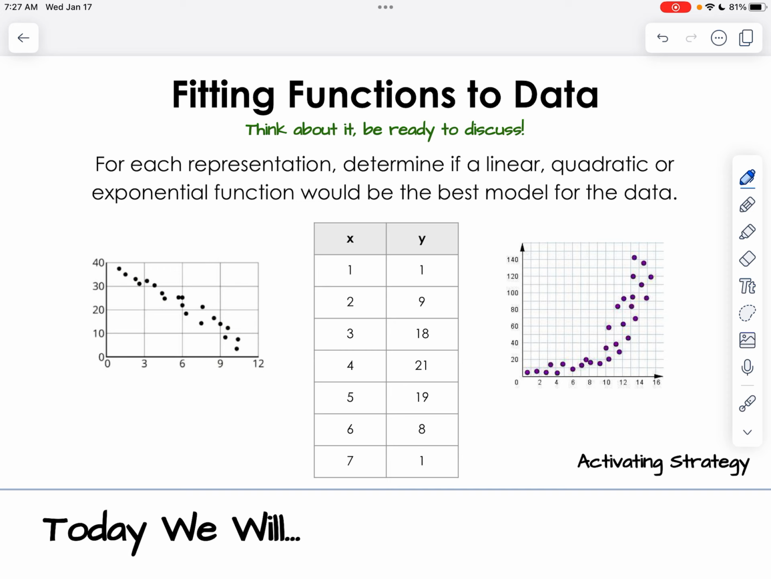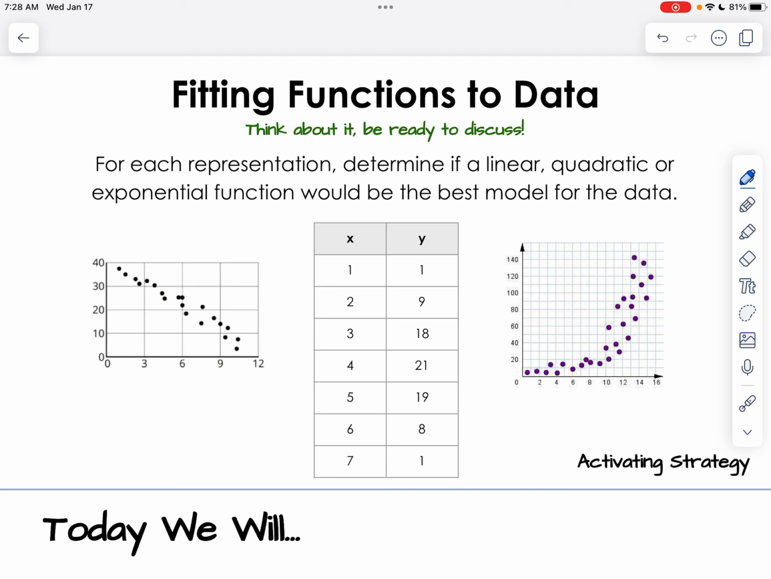And the three that we're going to focus on today are a linear model. Remember, that's a straight line. A quadratic model, that is a parabola, or an exponential function, which, if you remember, we had growth and decay, kind of follows that type of a shape right there.